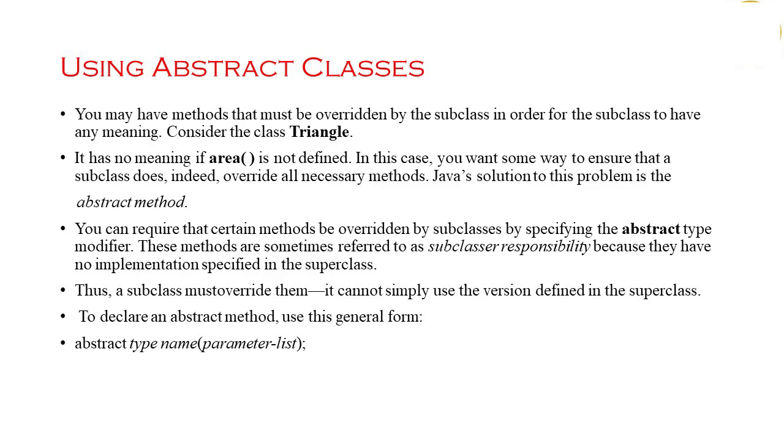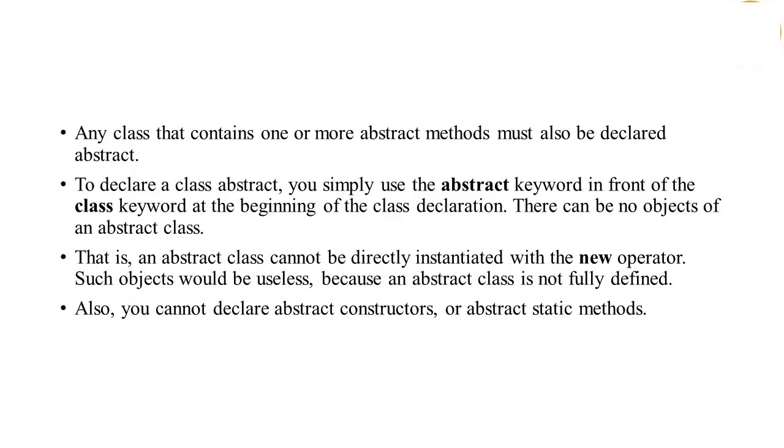To declare an abstract method, use this general form. Any class that contains one or more abstract methods must also be declared abstract. To declare a class abstract, you simply use the abstract keyword in front of the class keyword at the beginning of the class declaration. There can be no objects of an abstract class. That is, an abstract class cannot be directly instantiated with the new operator. Such objects would be useless because an abstract class is not fully defined.